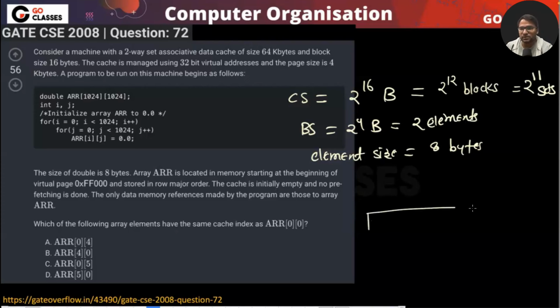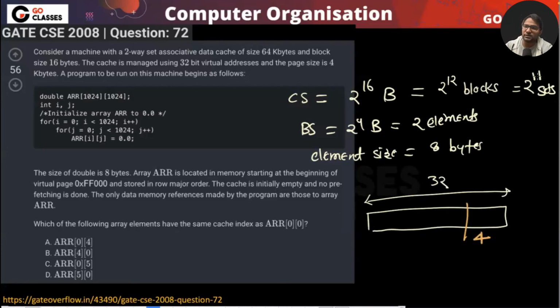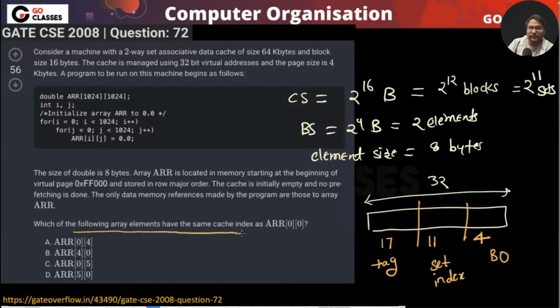32 bits is the complete address. If this is 32 bits, can you tell me what the block offset is? 4. What is the number of sets? 11. So this is the tag, right? What is the tag? 11 and 4 is 15, so 17 is the tag. This is the set index. This is the block offset. Which of the following array elements have the same cache index as this? They are saying that the array is stored at 0xFF000.